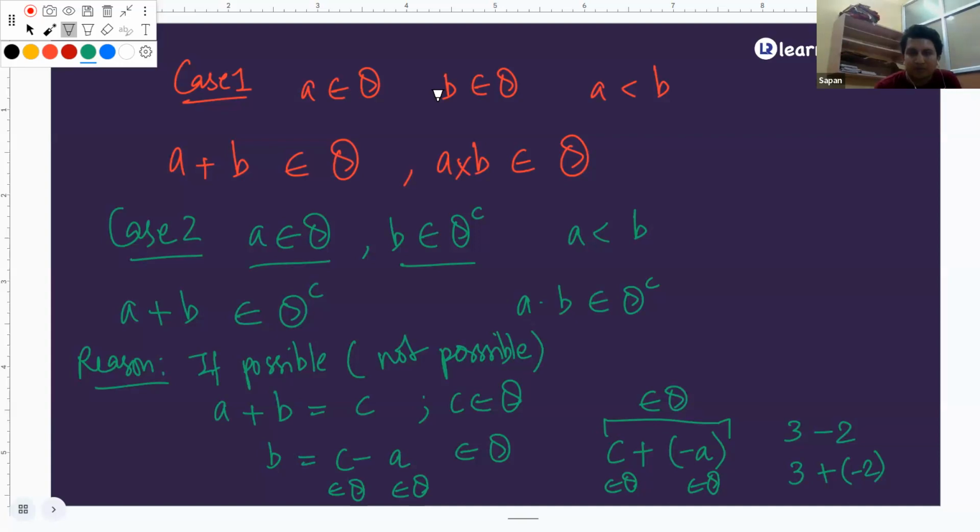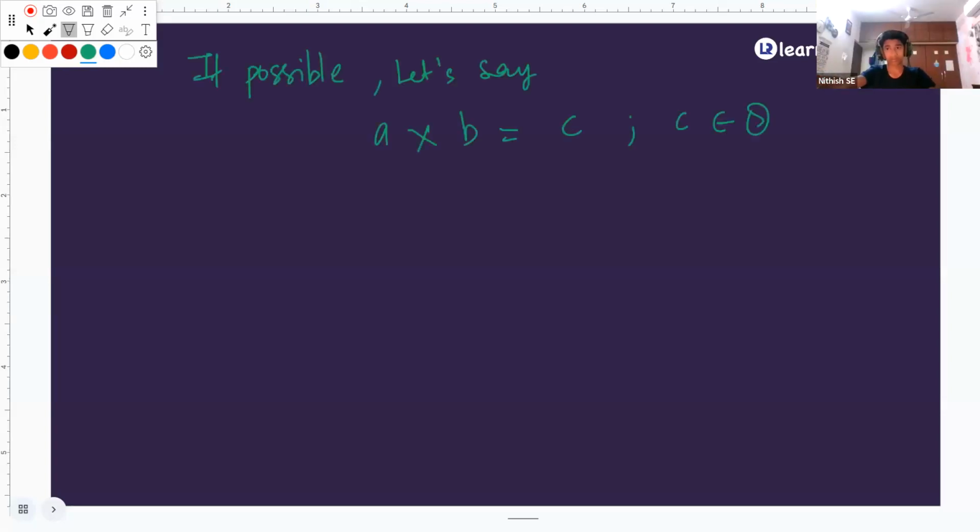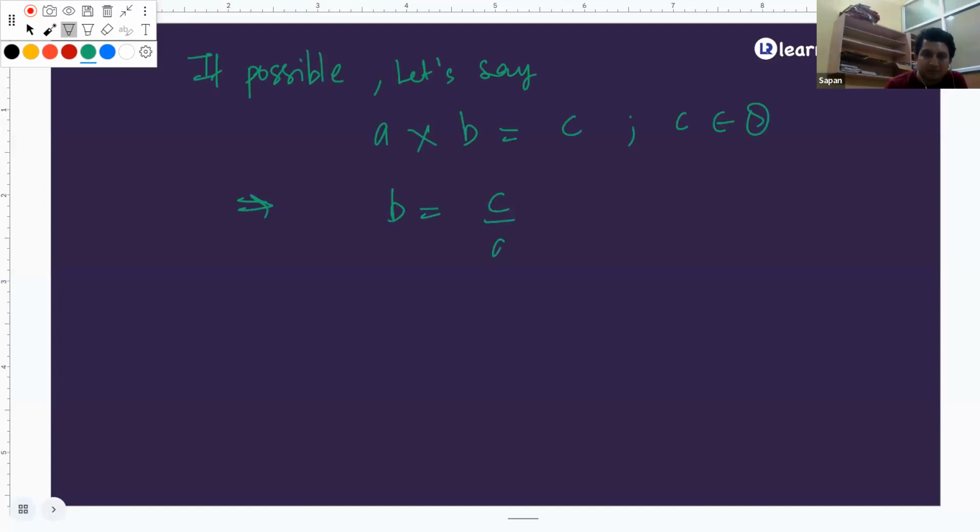Now, the same story goes with A into B also. Why? So A into B, again, if possible, let's say A into B is a rational number. Now I can do the same way and tell that B is C by A. Now C is a rational number, so I can write C as some rational R by S.